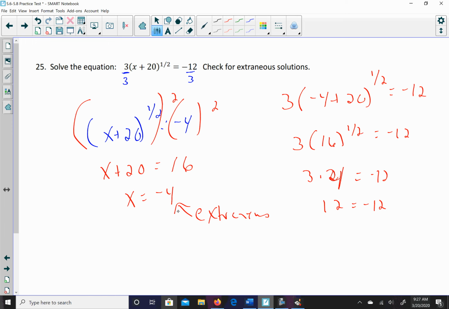And since this is the only solution I have and it's extraneous, I'm going to say that there are no solutions. There's nothing that makes this work. Which, if I go back up here, if I have this raised to 1/2 power with the square root, there's no way it could ever equal a negative number. So moving on to the last one.